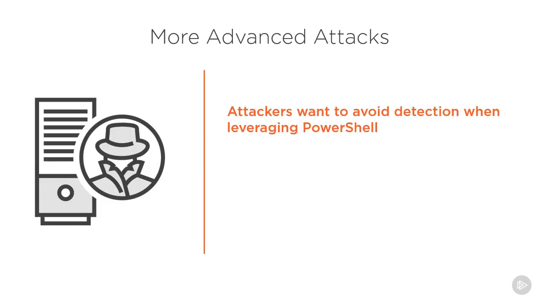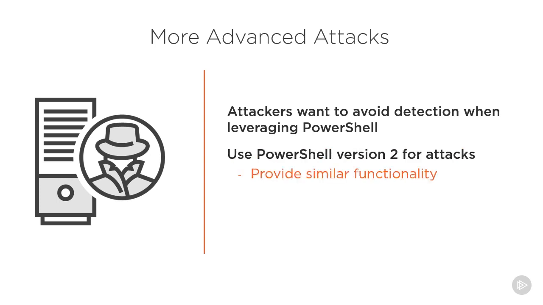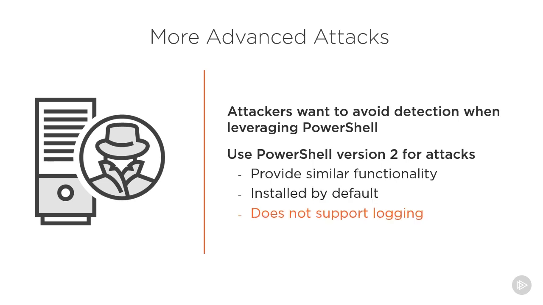More advanced attackers caught up with the increasing trend of monitoring script logs, and they want to avoid detection when leveraging PowerShell for post-exploitation. For this reason, they might use PowerShell version 2 for attacks. This will provide them with similar functionality. It's installed by default alongside version 5, and it does not support script logging.